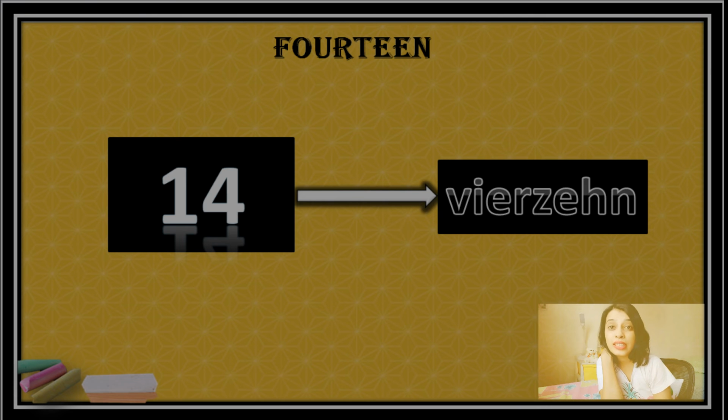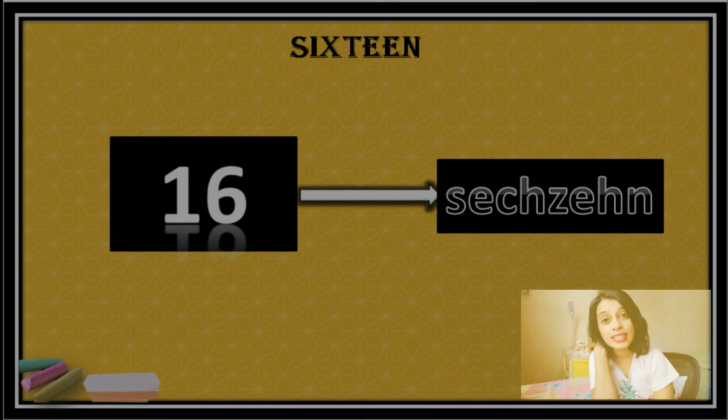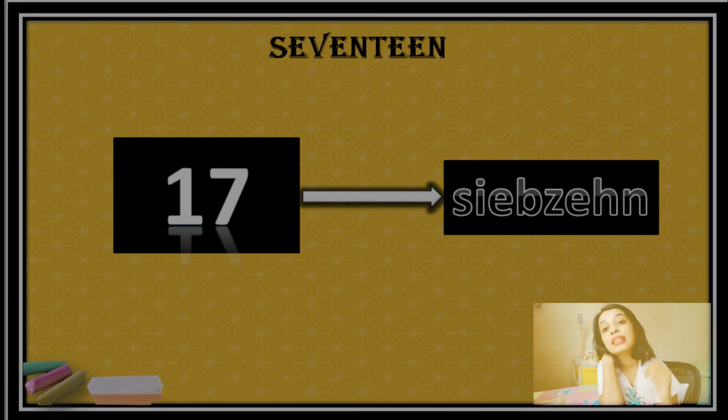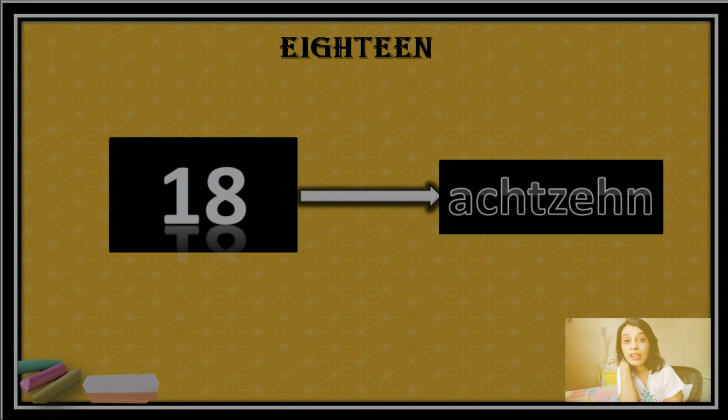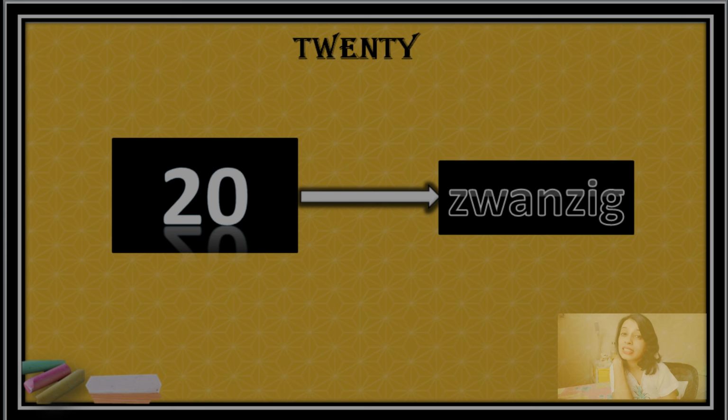Dreizehn. Dreizehn as in 13. Vierzehn. Vierzehn as in 14. Fünfzehn. Fünfzehn as in 15. Sechzehn. Sechzehn as in 16. Siebzehn. Siebzehn as in 17. Achtzehn. Achtzehn as in 18. Neunzehn. Neunzehn as in 19. And the last number for today is 20, which is called zwanzig in German.